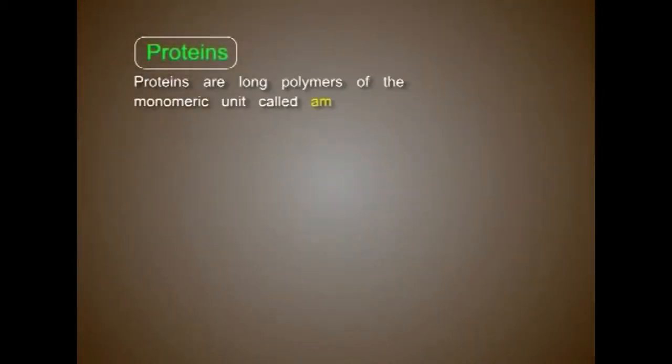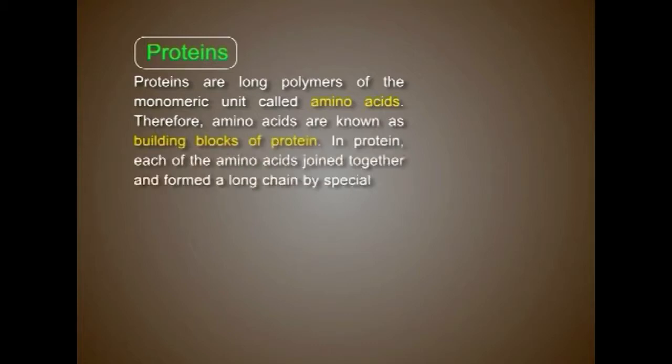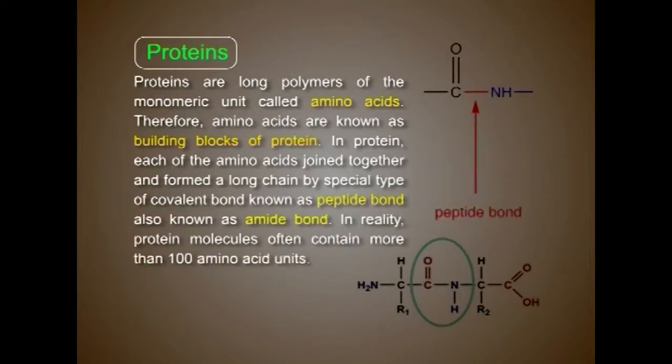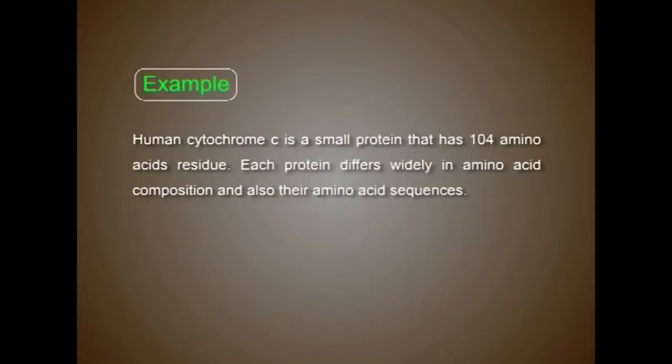Proteins are long polymers of the monomeric unit called amino acids. Therefore, amino acids are known as the building blocks of protein. In protein, the amino acids join together and form a long chain by a special type of covalent bond known as peptide bond. It is also known as amide bond. In reality, protein molecules often contain more than 100 amino acid units. For example, human cytochrome C is a small protein that has 104 amino acid residues. Proteins differ widely in amino acid composition and also in their amino acid sequences.